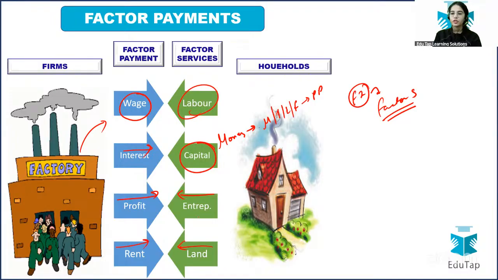Okay. Any confusion anyone has in this? So these are the factor services that the factor inputs are providing. The factors of production or the factor inputs, they provide the factor services, for which they get the factor payments. Okay.